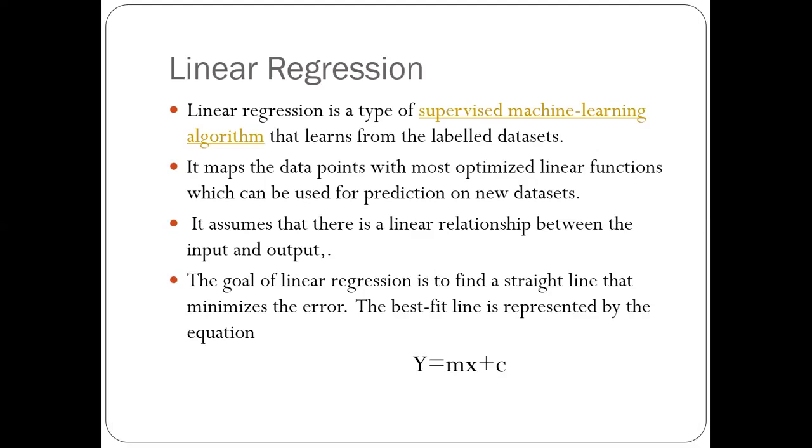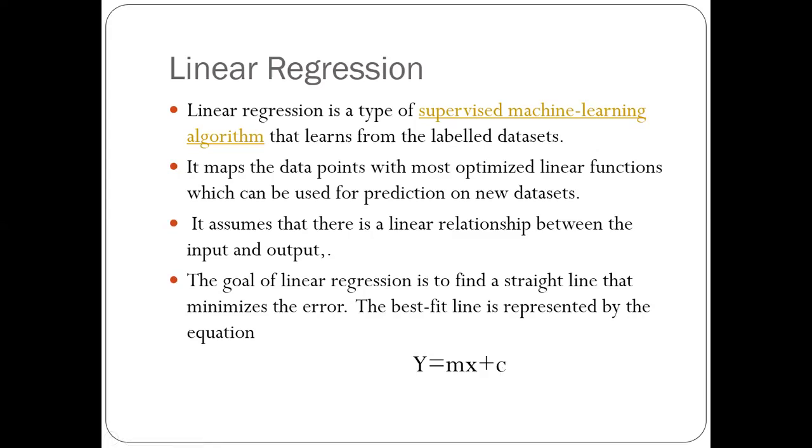Here, in linear regression, it assumes the relationship between the input and output is linear. The goal of linear regression is to find the best fit line as a straight line. This straight line will always try to minimize the error. The best fit line is represented with the help of the linear equation formula y is equal to mx plus c. Here x is the input, y is our predicted output, and m is the coefficient, that is the slope, and c is the intercept.